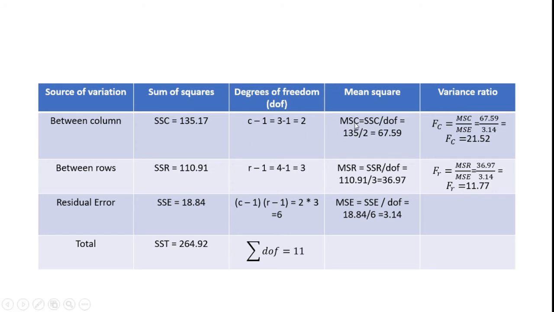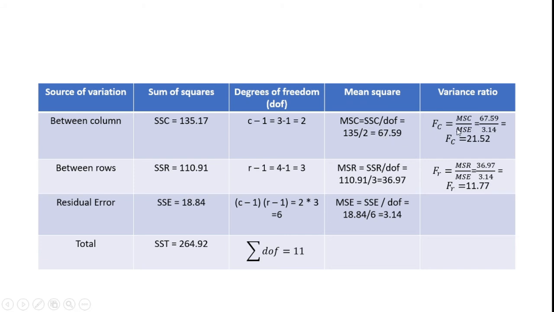The mean square column is always the sum of squares column divided by degrees of freedom. Sum of squares of engine column is 135.17 divided by degrees of freedom 2, so finally I got 67.59 as the mean square value. After that, the final tabular column is the variation ratio. How do I identify the variation ratio? FC is equal to MSC divided by MSE. MSC I identified through the previous column, which is 67.59.